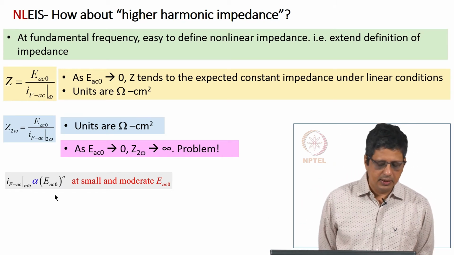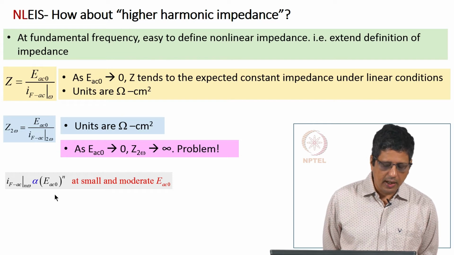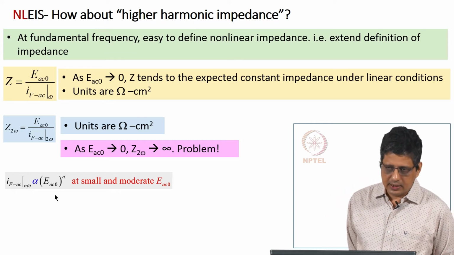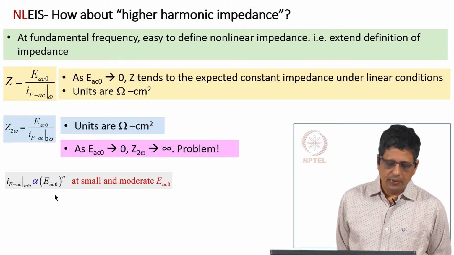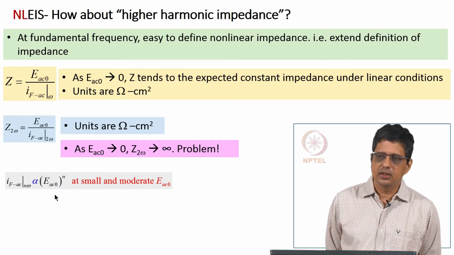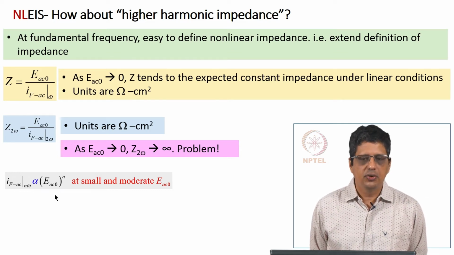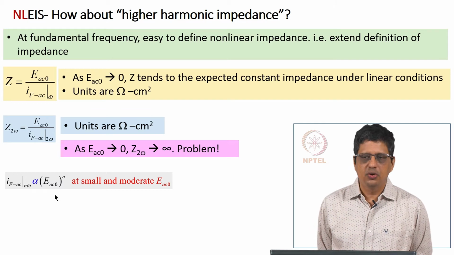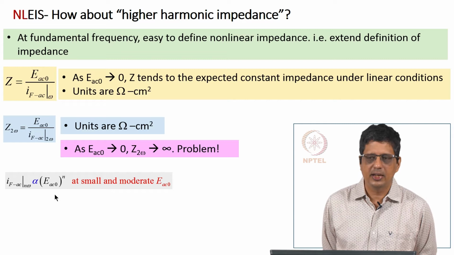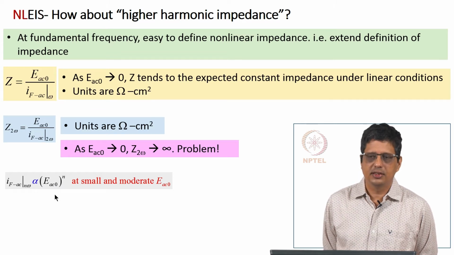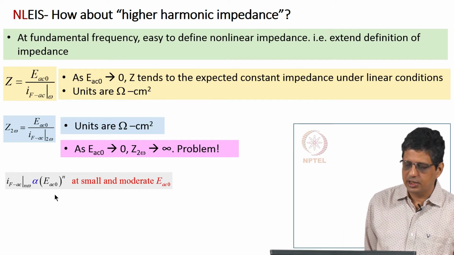So, we can still say, all right, I will take the ratio of E_AC,0 by I_F,AC or I total AC at second harmonic 2 omega. Take the ratio. The good thing is that it also has the units of ohm centimeter square. So, we can call it as impedance. When you look at impedance, you would expect it to have units of ohm or ohm centimeter square. Ohm for a normal electrical system, for electrode it is usually described as ohm centimeter square.